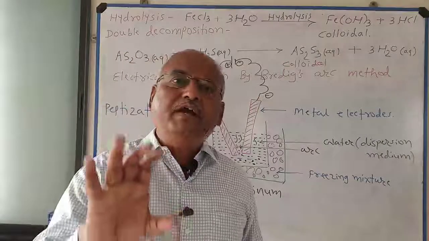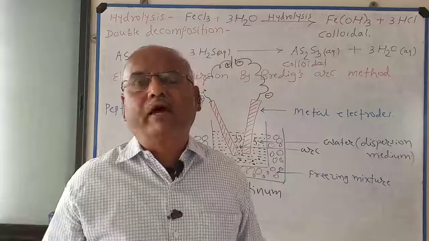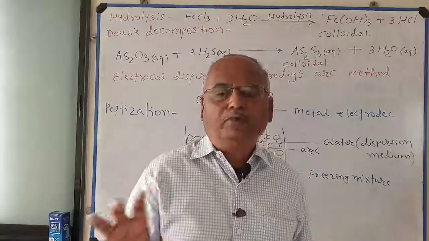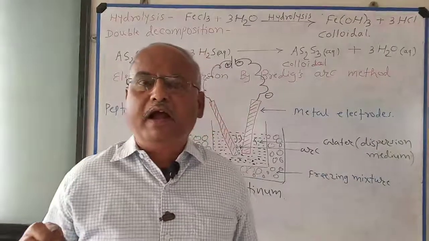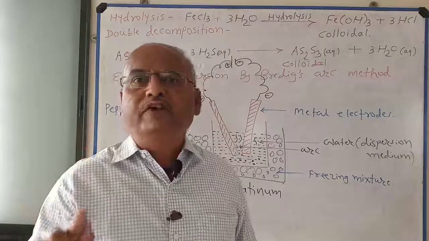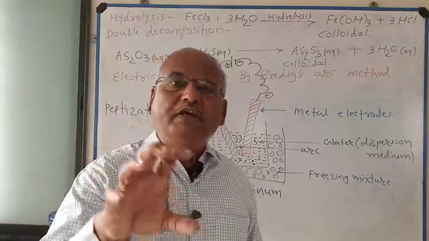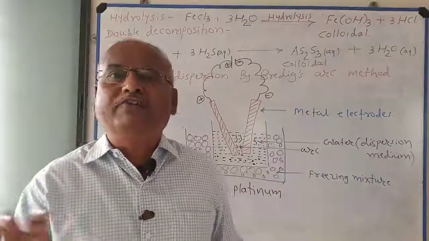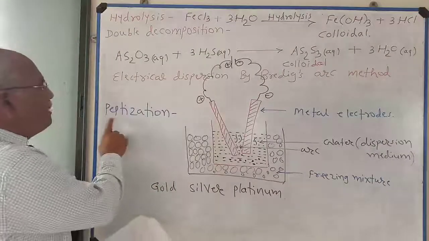The precipitate formed adsorbs one of the ions of the electrolyte on its surface and it becomes charged. Due to presence of positive or negative charge, the precipitate breaks and particles of colloidal size are produced. This process is known as peptization.